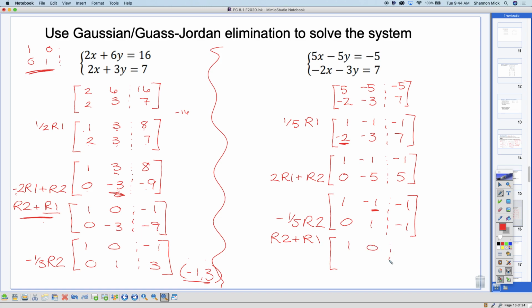Because otherwise you get the bottom one. And my solution is what? Negative 1, 1, negative 1. Negative 2, negative 1. Oops, because a negative 1 plus a negative 1 is a negative 2.